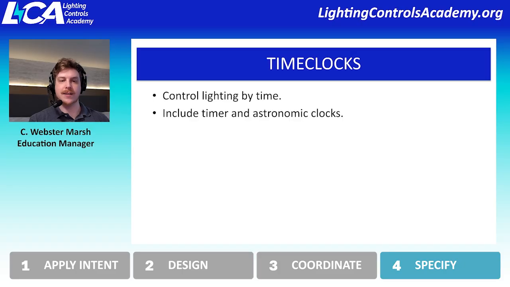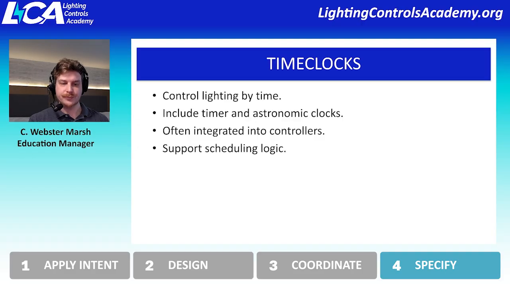So there's a lot of variety in how you can really control the lighting via time. You oftentimes see nowadays time clocks integrated within other controllers, such as touch screens will have astronomic time clocks embedded in them, or panels might even have time clocks in them. So it doesn't necessarily have to be a separate device like it used to be. And it might even be able to support additional kinds of scheduling logic, such as if there's holidays that the building isn't going to be open on, it doesn't necessarily turn the lighting on during those holidays.